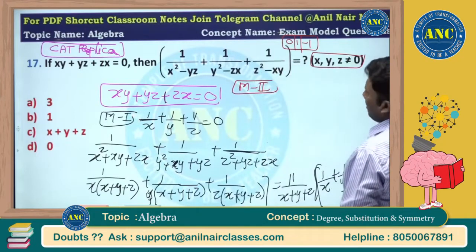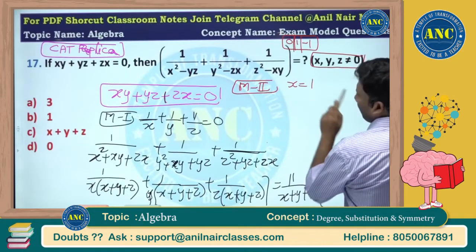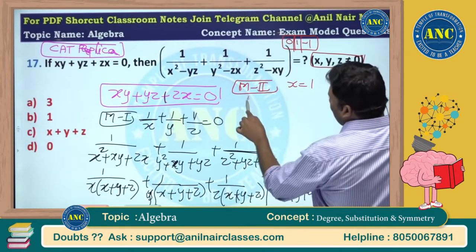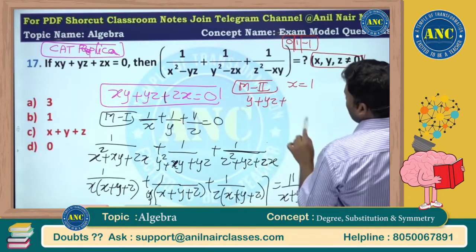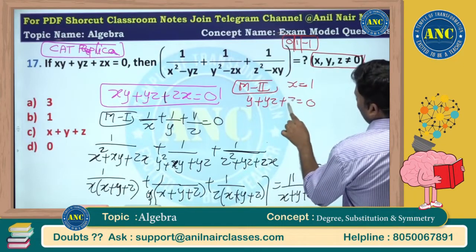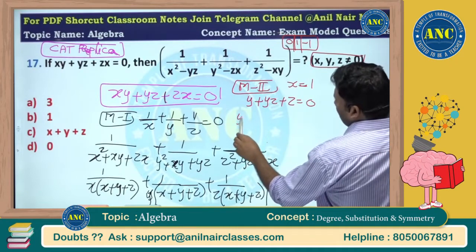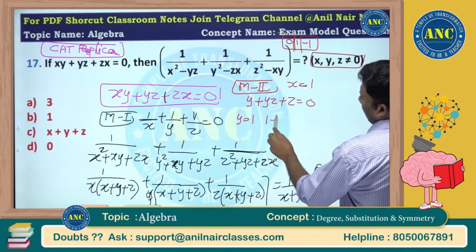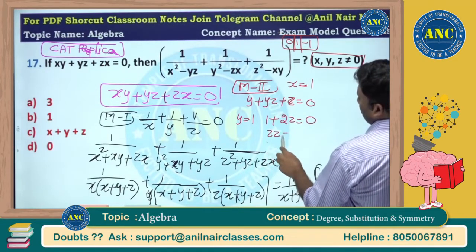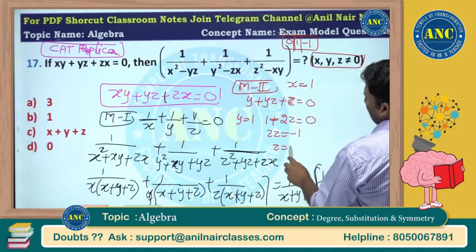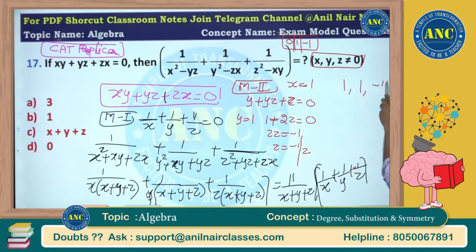Method 2. What we will do is, xyz cannot be 0, right? Let me take x value 1. This will become yz plus z equivalent to 0. I substituted x value 1. Y cannot be 0, so let me substitute y value 1. 1 plus z plus z, 2z equivalent to 0, 2z equivalent to minus 1. z is minus 1 by 2. That means 1, 1, minus 1 by 2.